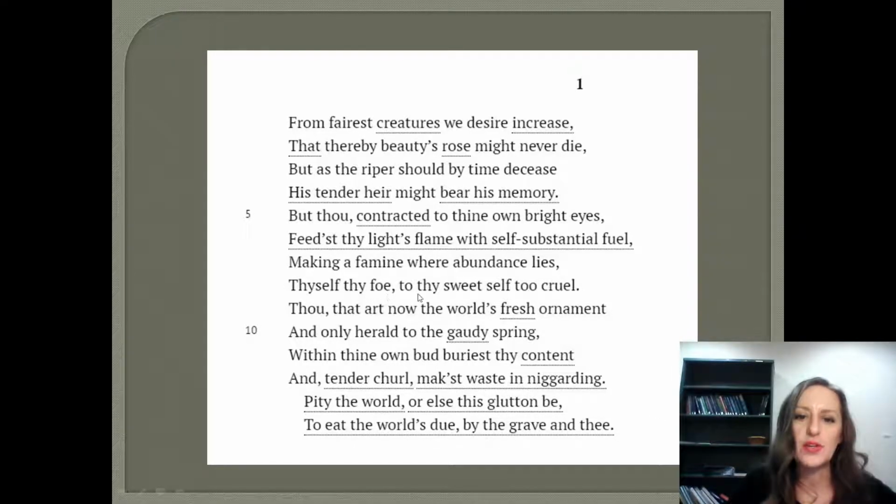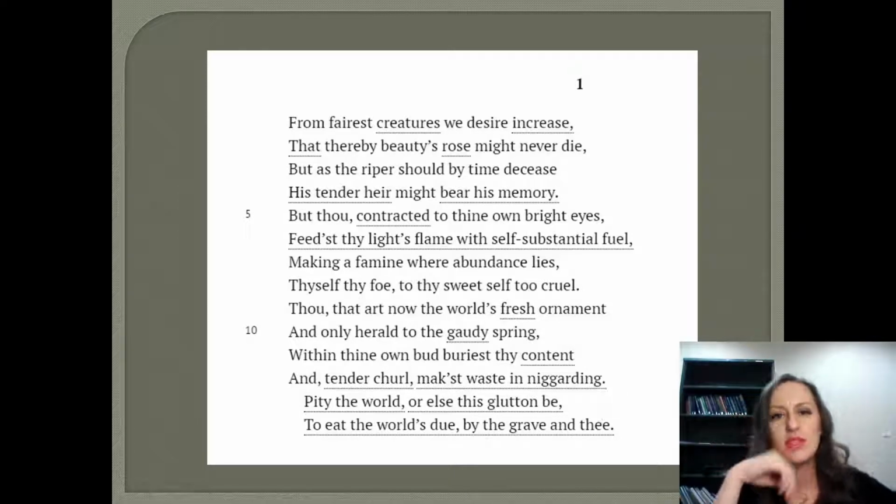Thyself, thy foe, to thy sweet self too cruel, thou that art now the world's fresh ornament, and only herald to the gaudy spring, within thine own bud buryest thy content, and tender churl makest waste in niggarding. So the young man seems to be wasteful in that he's not getting married and having children. Pity the world, or else this glutton be to eat the world's due by the grave and thee.